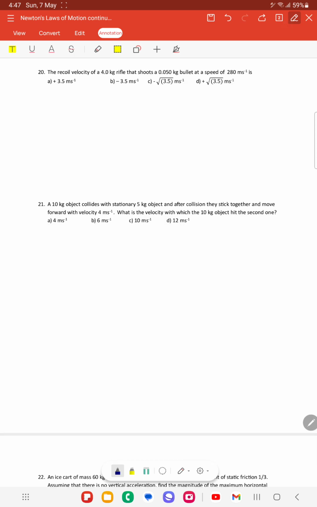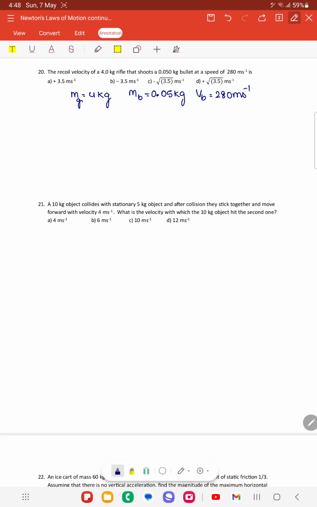Question number 20. The recoil velocity of 4 kg rifle that shoots a 0.050 kg bullet at a speed of 280 meter per second is. Now we have mass is given as 4 kg. Okay, that is the rifle velocity. Let us consider it as a mass of the gun. Shoots a bullet of mass 0.05 kg. So the initial speed of the bullet is given, that is Vb is equals to 280 meter per second.